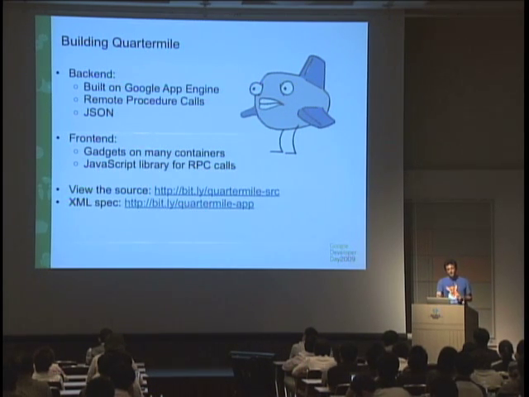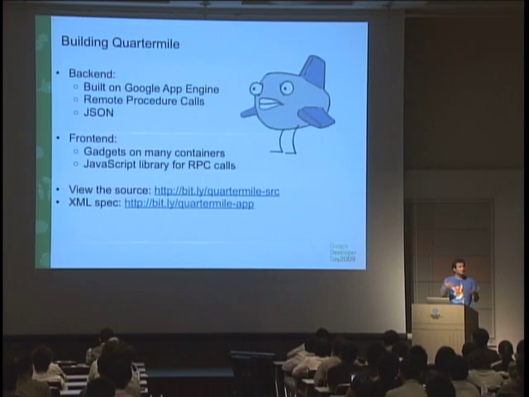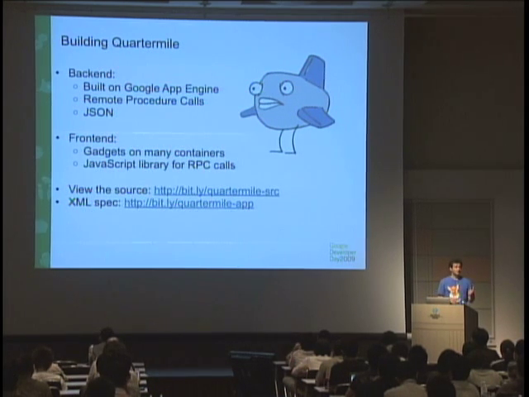So you can view the source of Quartermile at this URL and get the XML specification for it if you want to add it in your container. If you want to add it in the Orkut sandbox, for example, you can get the XML for it there to play with it. And to look at the code, you can view the source there. It's an open source project. So I highly recommend that you do that. These slides will be made available on the GDD website. I'm also going to post them on SlideShare tonight, so you can have access to all these URLs.